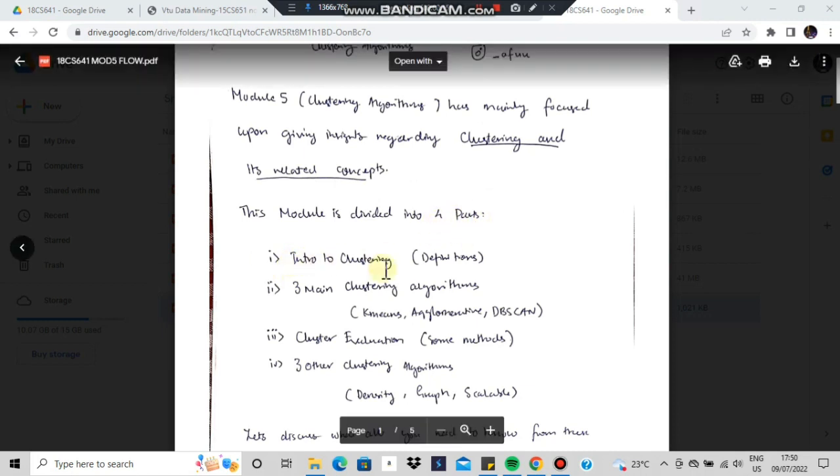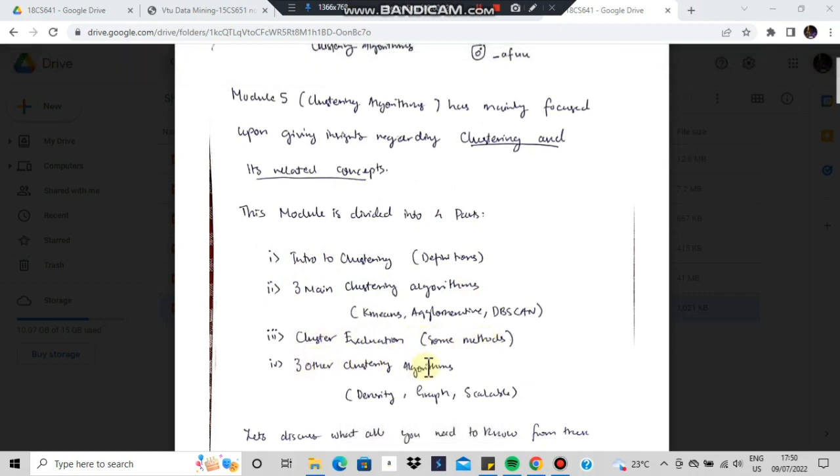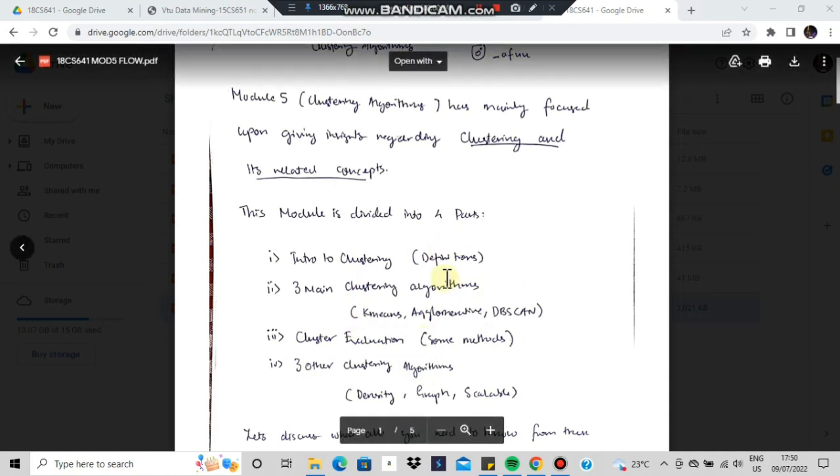The first is the introduction to clustering, then we have three main clustering algorithms, then we have cluster evaluation, where some methods are discussed, and then we have three other clustering algorithms. So this is what you need to know from this module. This is what the whole module talks about.